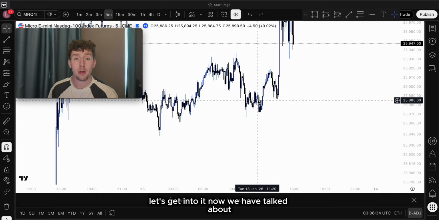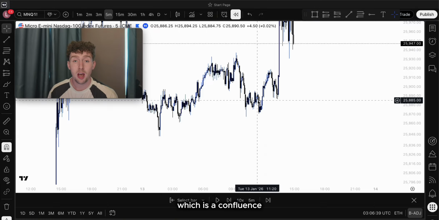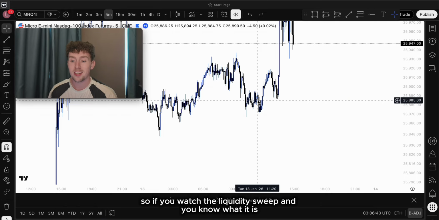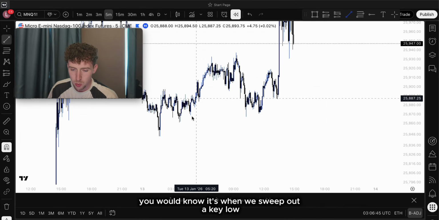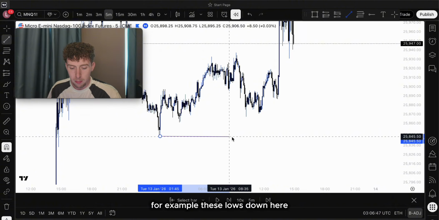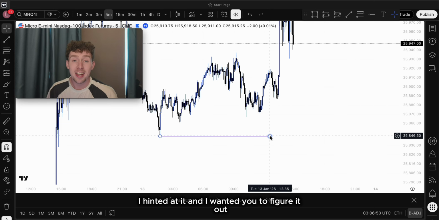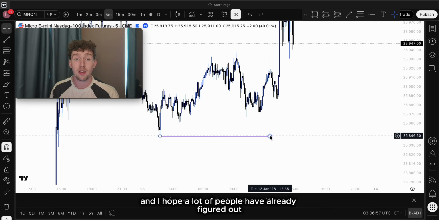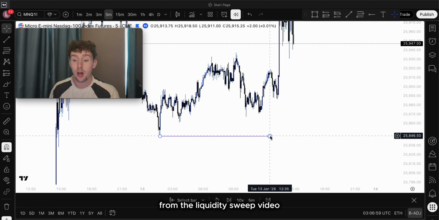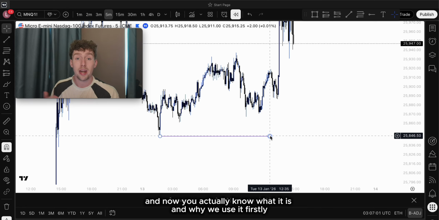Now, I did tease it so far, we did go over the liquidity sweep, which is a confluence. If you watched the liquidity sweep video and you know what it is, you would know it's when we sweep out a key low. For example, these lows down here, as I've said, are wicks that stand out to you. And that's what liquidity is. I hinted at it and I wanted you to figure it out, and I hope a lot of people have already figured it out from the liquidity sweep video. So this is nearly like a refresher, and now you actually know what it is and why we use it.